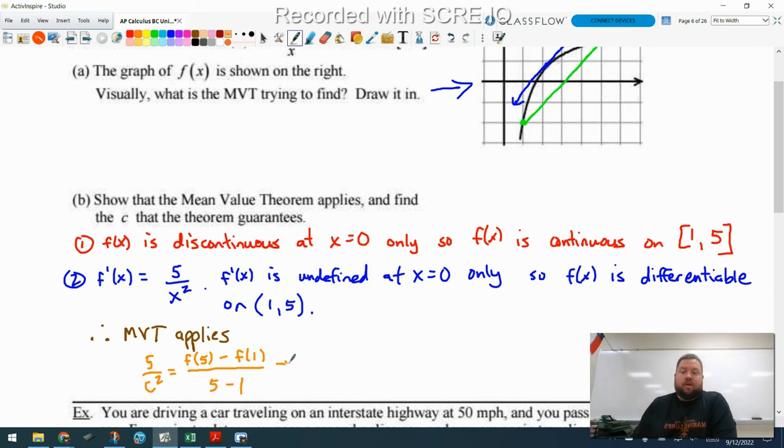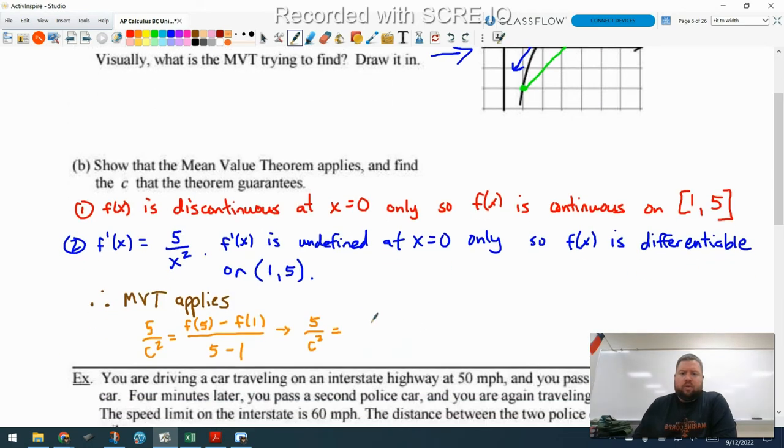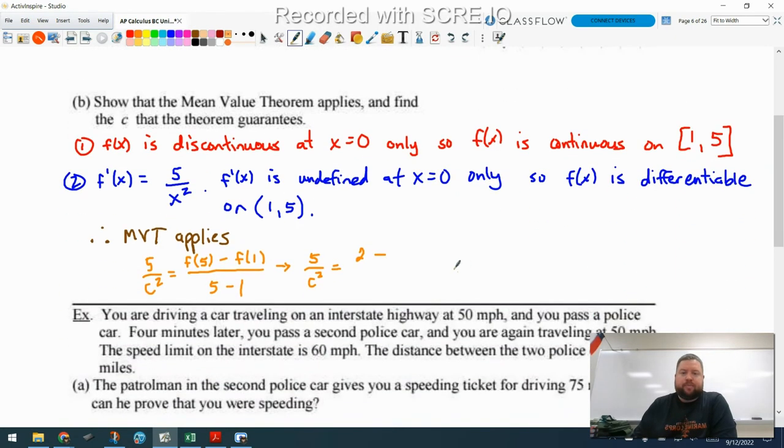All right, so that's going to be 5 over C squared is equal to, okay, f of 5 is going to be the y value of this point right here. So it looks like that's a 2. Minus f of 1 is going to be the y value of this point. Looks like that's a negative 2. Divided by 5 minus 1 is 4. That's a 4 on top and a 4 on bottom. So this is 5 over C squared is equal to 1.